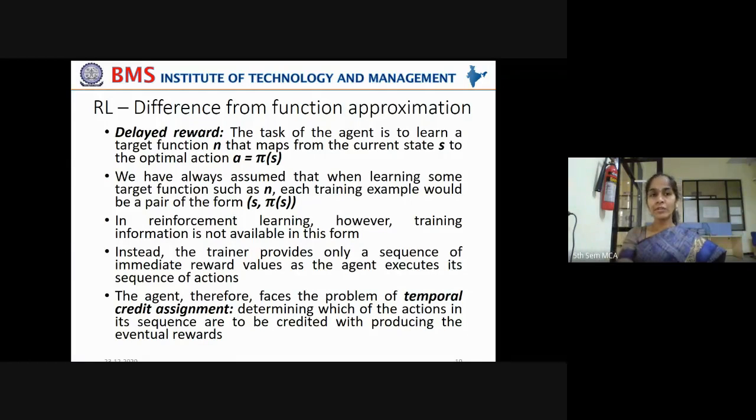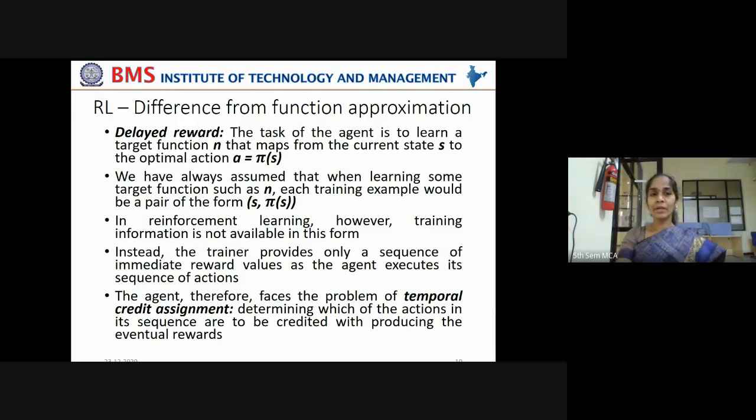Now, what is the difference between reinforcement learning and function approximation, which we have seen in linear regression? Delayed reward. There is no such concept as rewards in function approximation, but errors can be calculated. Once the prediction is made, the difference between the existing value and the predicted value can be measured, and the mean of squared errors can be taken, and that has to be minimized as much as possible in order to get an ideal function approximation, to get an ideal target function.